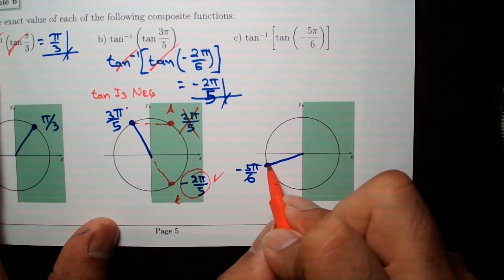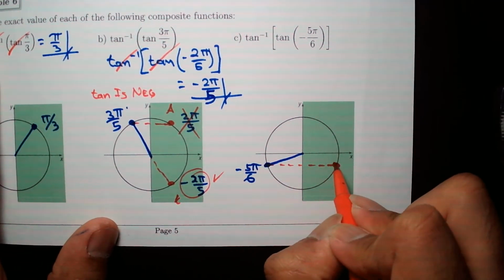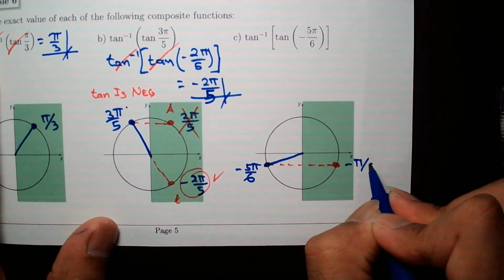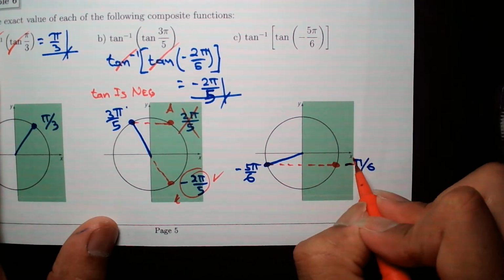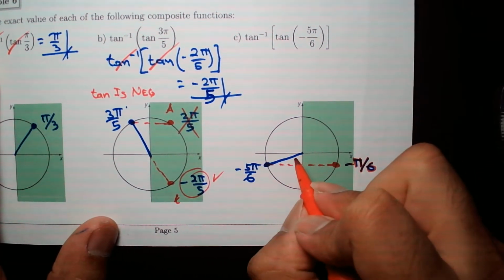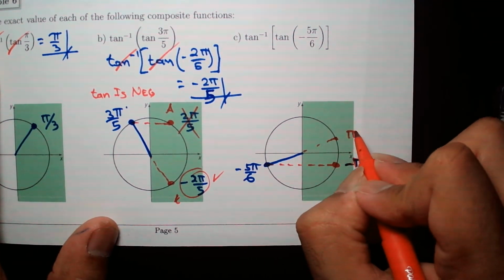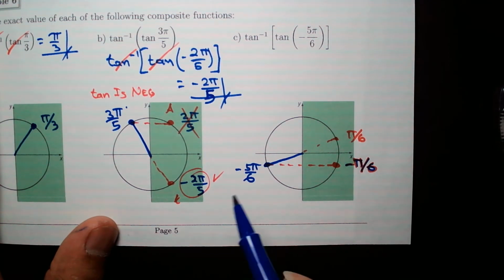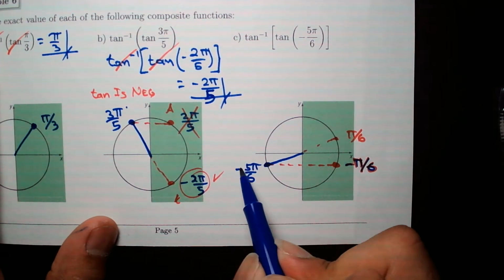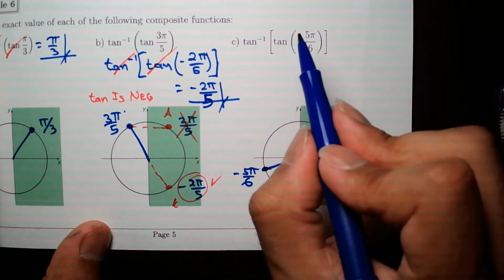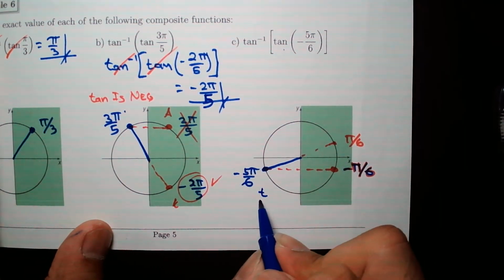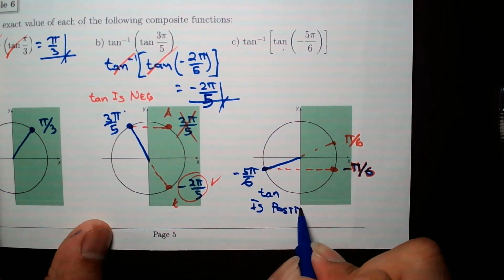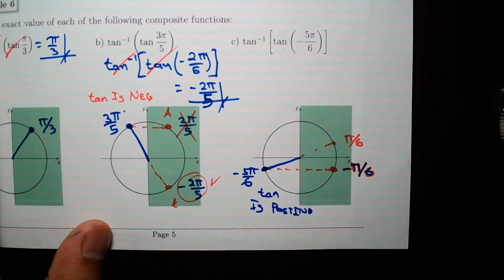So we do either move it over here to negative pi over 6. Well, actually, let me keep it red. Or move it over here to pi over 6. Which one is going to be the good one? Well, in this case, for negative 5 pi over 6, tangent is positive. Right? It's positive in this case.